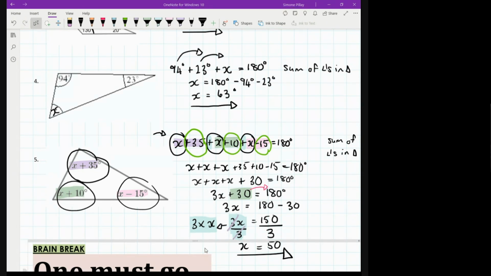And then what I did was divide the other side by 3 because we're dealing with an equation, and that is how we got to x is equal to 50.